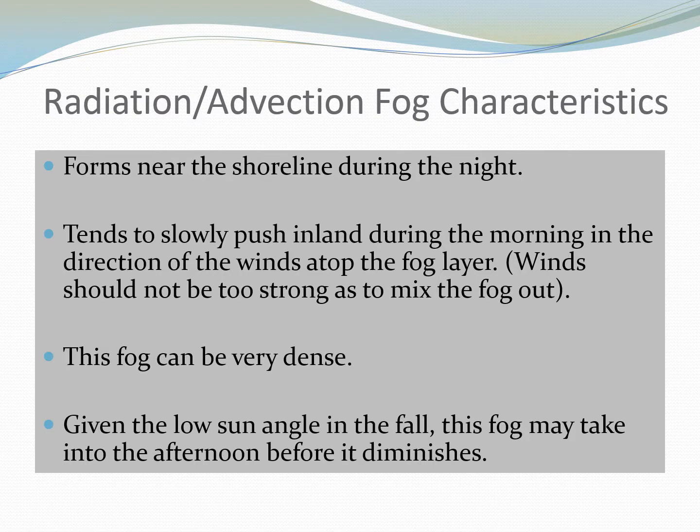These events tend to be hard to predict. It is usually very difficult to determine how far inland the fog will develop. When the shoreline downwind of the lake is relatively flat, the moisture will push more easily inland. So again, these type of events form near the shoreline during the night, and they tend to slowly push inland during the morning in the direction of the winds atop the fog layer. The winds, of course, should not be too strong as to mix the fog out.